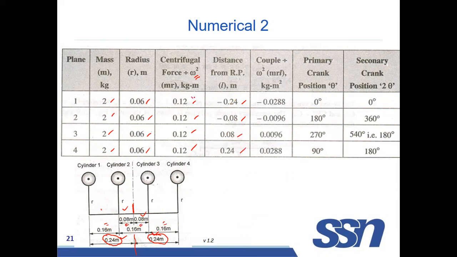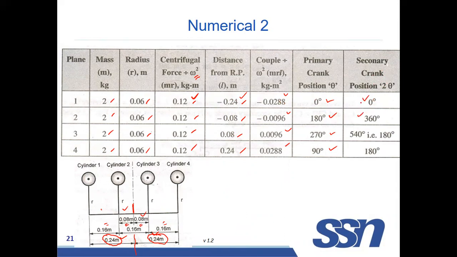Now you multiply this column and this column. This will give MRL, that is couple divided by omega square. You calculate these values by multiplying the third and fourth columns. And the angle position: we have already seen the first crank is taken as 0 degree, the second is 90, the third is 180, and the fourth is 270 degree. If it is doubled, this will become 0. This is 360. This is for the secondary position.